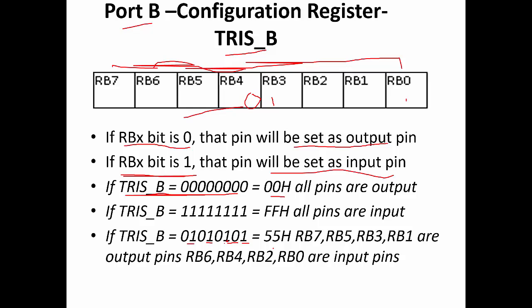So there are two important registers: one is TRIS and another one is port. The TRIS register is called a direction register and the port register is called a data register. Depending upon the value given, 0 or 1, those particular pins are assigned as output or input. This is called GPIO, that is general purpose input/output, so that the same pin can be used as an input as well as output.